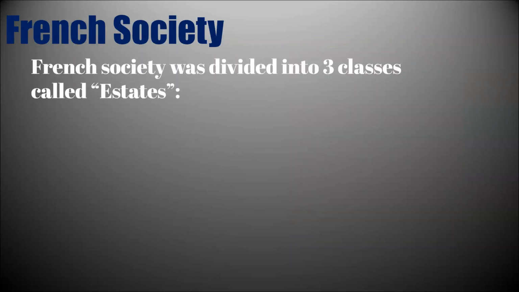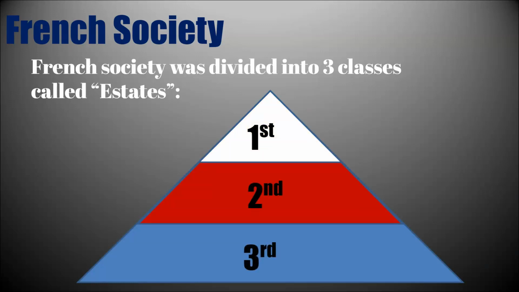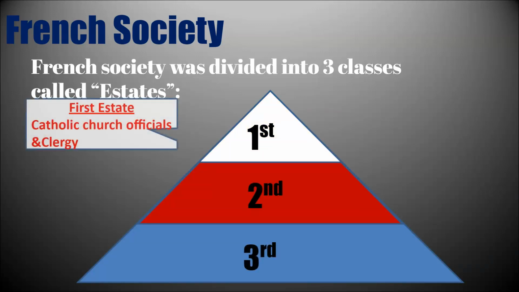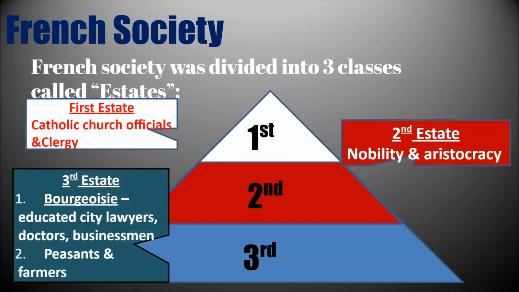Before we get any further, we need to have an understanding of what French society looked like. French society was divided into 3 classes of people. They were called estates. The first estate was made up primarily of the Catholic Church, officials and clergy. The second estate was nobility and aristocracy. And the third estate was this fancy word called the bourgeoisie.